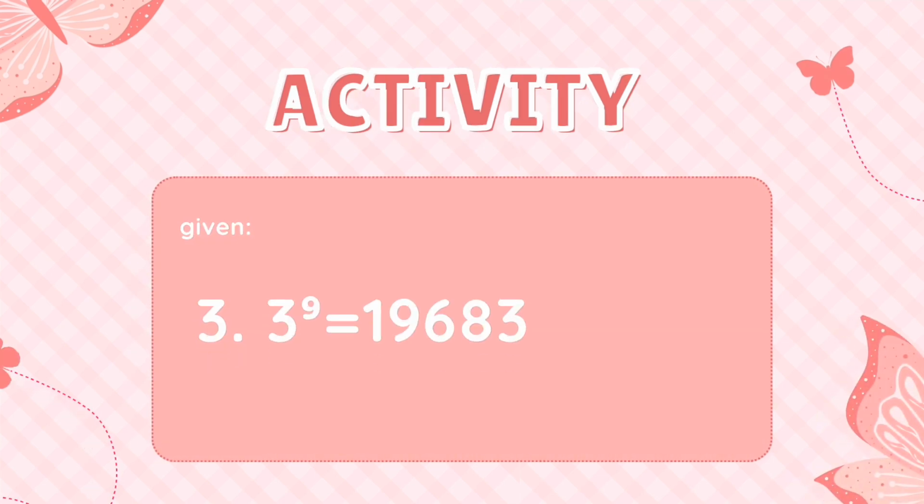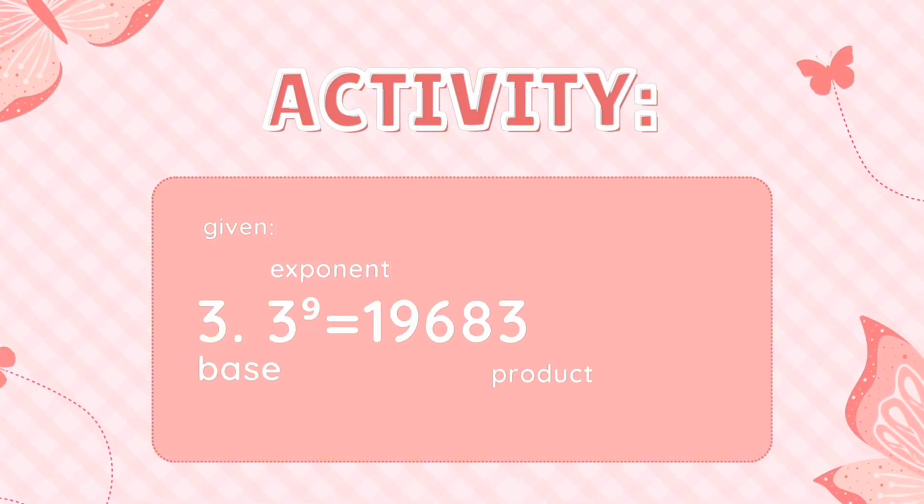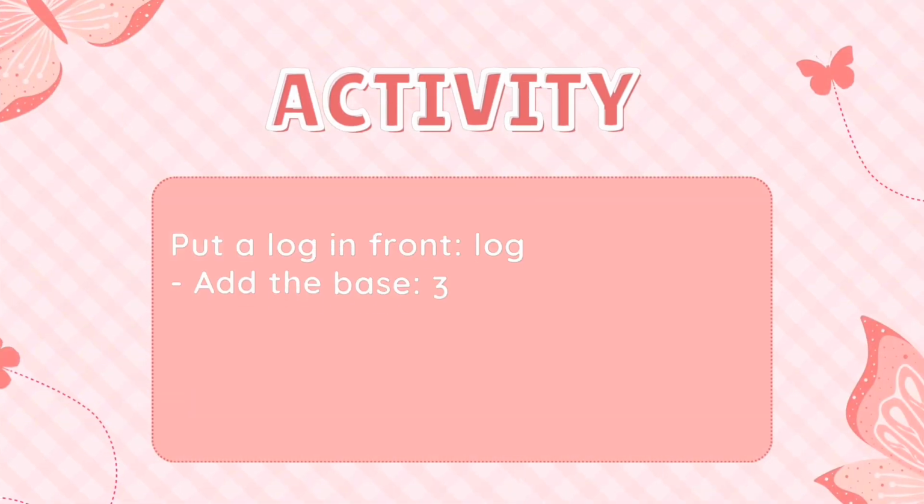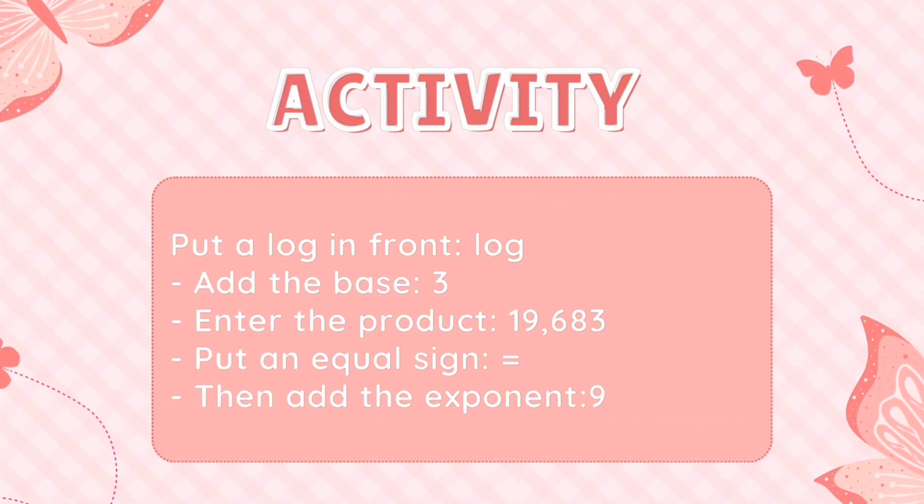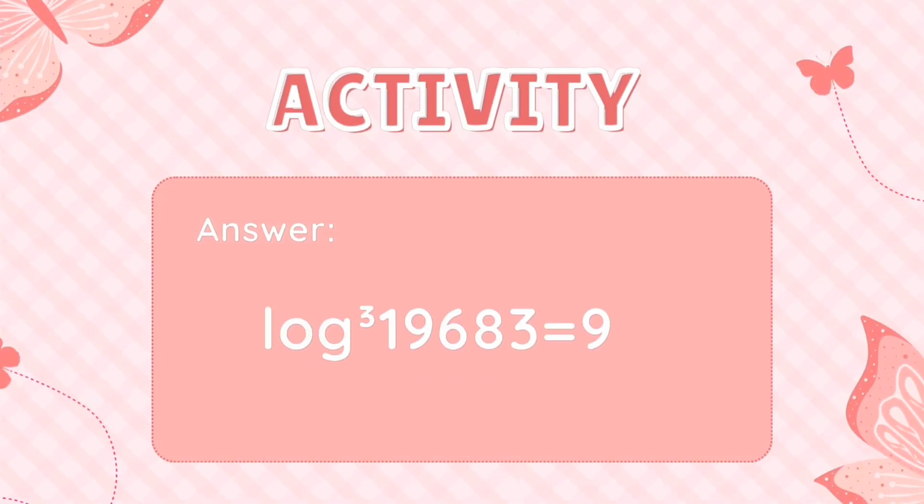Number 3. Given 3 to the power of 9 equals 19,683, where the base is 3 and 9 is the exponent. Let's follow these steps. Put a log in front, the base is 3, enter the product, and put an equal sign, then add the exponent. 9 is the exponent. So let's combine them, and the answer is log base 3 of 19,683 equals 9.